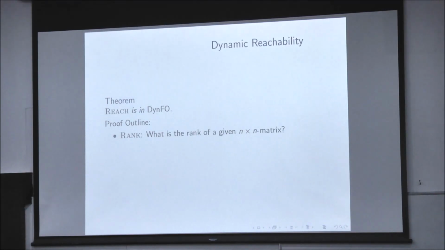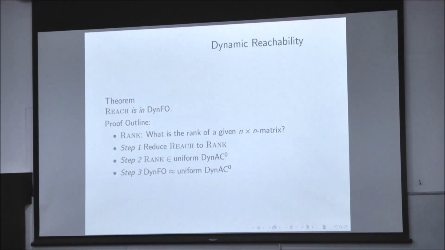So what is the rank of a matrix? It's just the rank of a matrix. So I will not define it. Our reduction consists of reducing reachability to rank of a matrix, then showing that the rank is in uniform AC0, and finally, this is the part that I'm not going to talk about, that dynamic first order is the same as uniform AC0. So I'm going to focus on the first two steps.